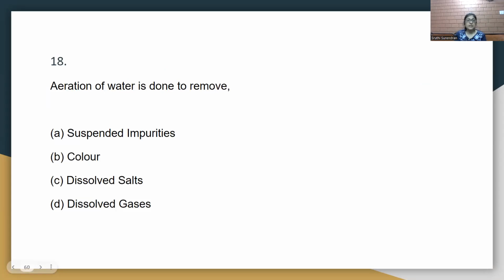Next question. Aeration of water is done to remove what kind of impurities? Is it suspended impurities, color, dissolved solids, or dissolved gases? Correct. The answer is D. It's dissolved gases.